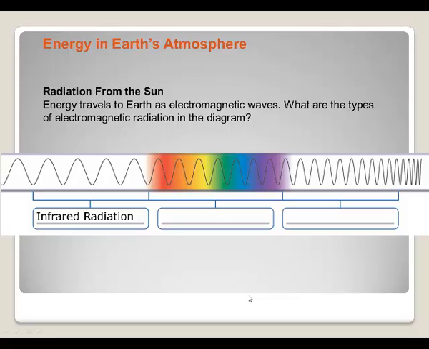So infrared radiation is going to be the heat radiation that is on the left side of the red visible light, so it's the longer wavelengths than red light. The center is going to be visible light, so the light spectrum that we can actually see. And then the shorter wavelengths than violet are ultraviolet radiation, and these are the radiations that cause sunburn.